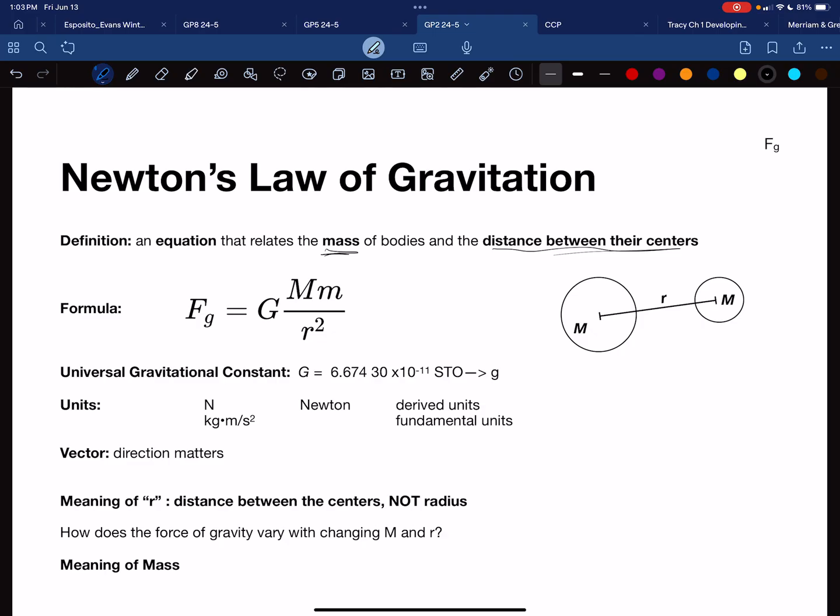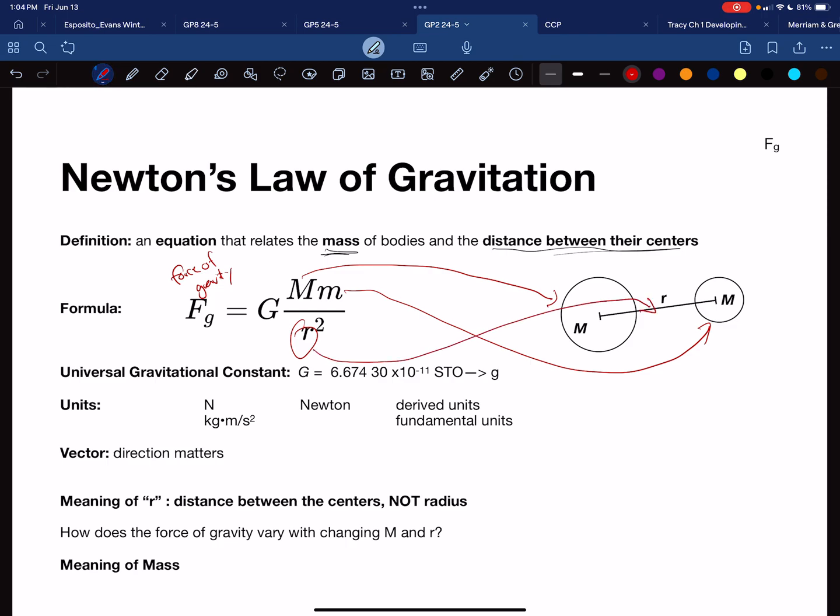And so what we have here is the force of gravity, Fg, and we have this big M here, and we have another M like this. And we have this r, which we've already seen is the distance between the centers of objects. And G is a constant, like the Coulomb constant. It's the gravitational constant, and it has this value, and we should store it as the letter G in our calculator. It also has the same units, newtons, as the electrostatic force.